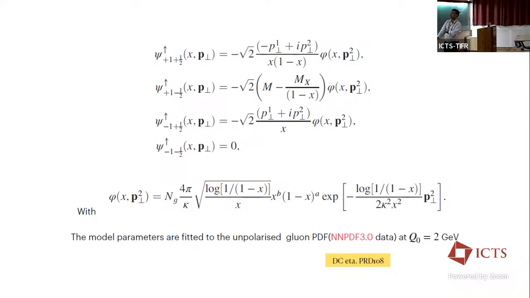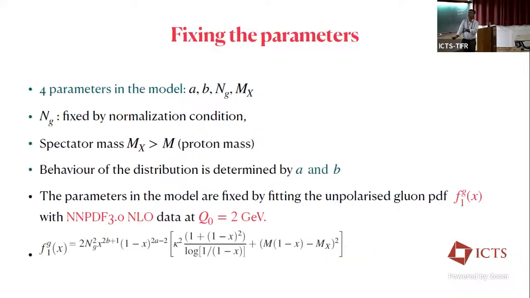Okay, so we modify this wave function with these parameters A and B, and this Ng is some normalization constant. And here you have this spectator mass Mx. So these are the parameters that are actually in this model. And these model parameters are fitted with the unpolarized gluon PDF with the NNPDF data at Q squared equal to 2 GeV squared. So as I said, there are only 4 parameters in the model, A, B, Ng and this Mx. So this Ng is the normalization condition.